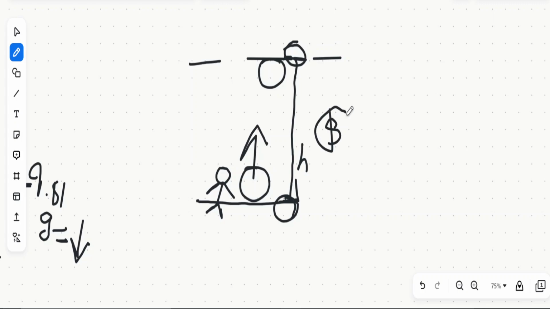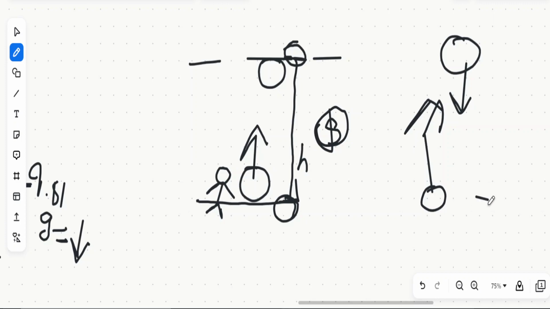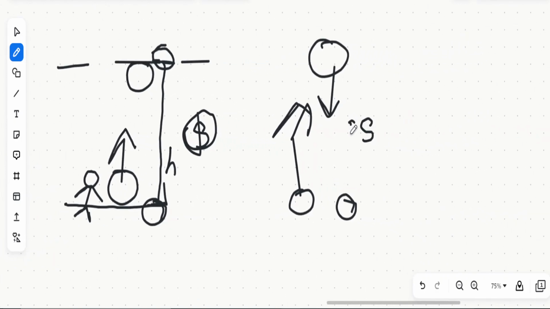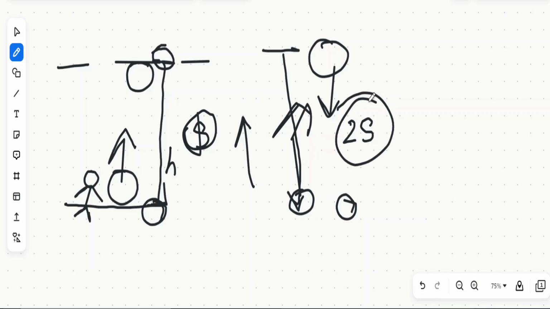You'll consider it as S if your ball is only going up. But if it goes up, reaches some height, and then comes back down to its original position, then your distance or displacement is not S, but instead it's 2S. Why is that? Because first you traveled one distance in the upward direction and then you moved back towards your original position. So you've traveled twice the distance, and you'll consider it as 2S.